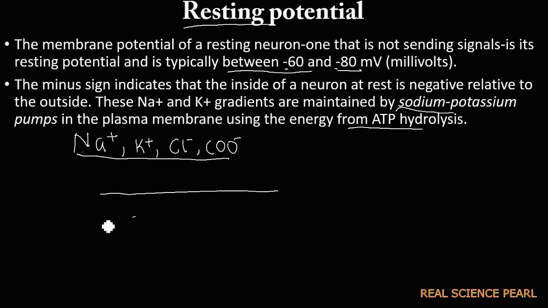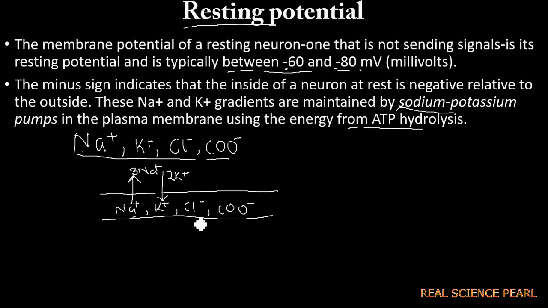If this is the inside of the neuron, this is our axon, inside we shall have the axoplasm. Now inside the axoplasm, we shall have sodium ions, potassium ions, chloride ions, and organic ions. What is going to happen during the resting potential, using the energy from the hydrolysis of ATP, we are going to have the sodium-potassium pump pumping out 3 sodium ions, but bringing back 2 potassium ions.